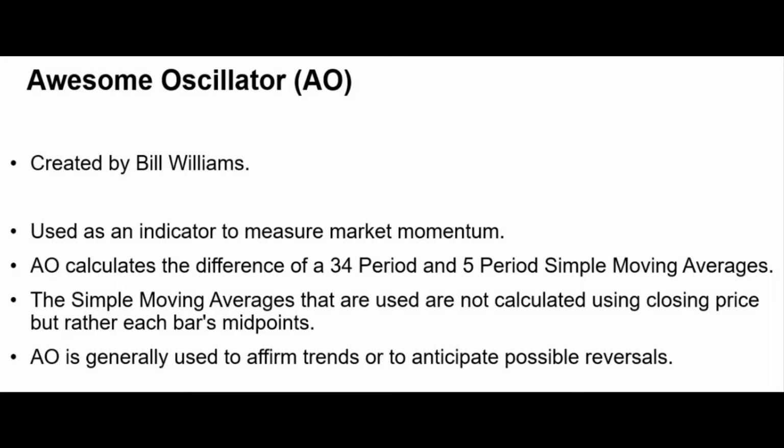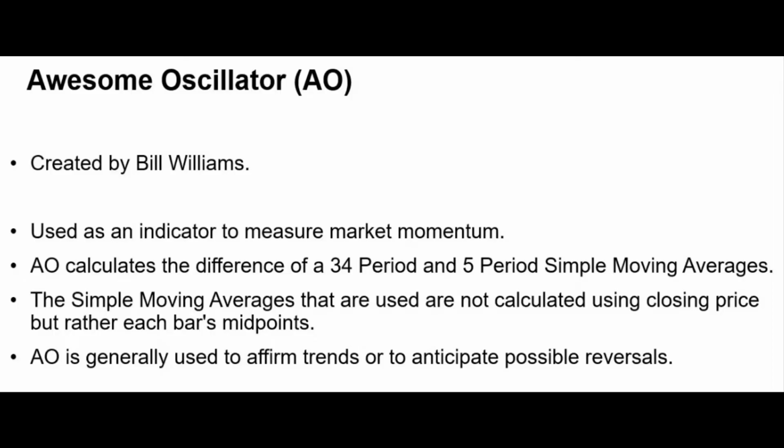So the Awesome Oscillator was created by a guy called Bill Williams, and it's used as an indicator to measure market momentum. You will see that it is very similar to the MACD indicator, and the AO, we're going to abbreviate it to that, calculates the difference of a 34 period and 5 period simple moving averages. Those simple moving averages are not calculated using closing prices, but rather each bar's midpoint. So slightly different to the MACD in its approach, but essentially, as you can see by those inputs, very similar.